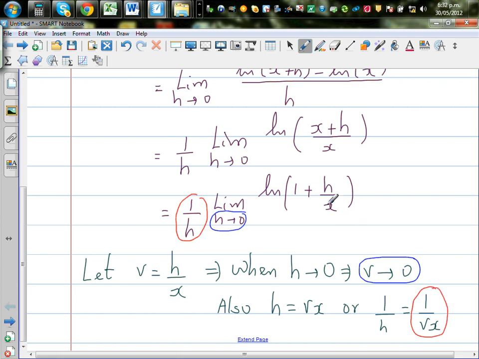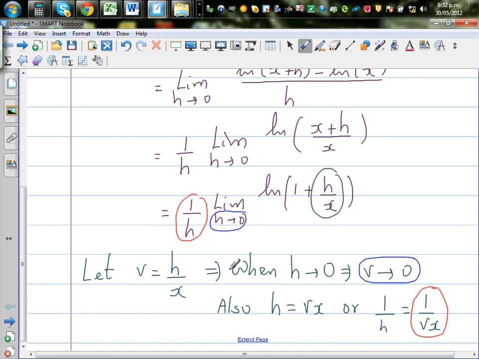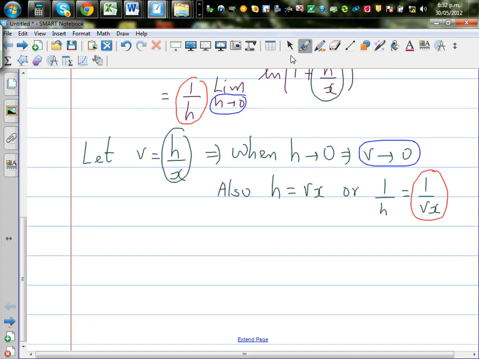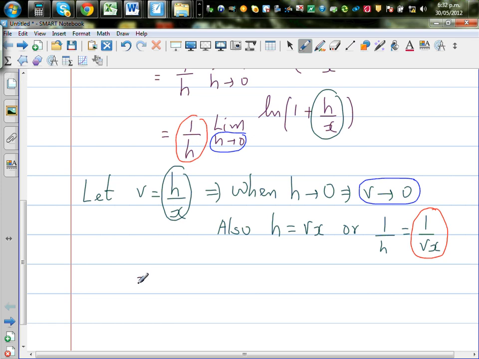And, of course, this h over x can be substituted by v. So we're going to change the whole thing into v. So let me scroll this slightly up. Okay, so can we write this like this? This is equal to 1 over h, which can be written as 1 over vx. The limit, in place of h approaches 0, we can write v approaches 0, natural log of 1 plus v.